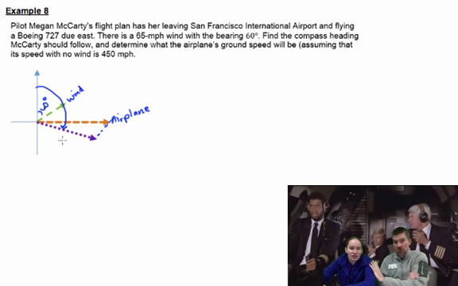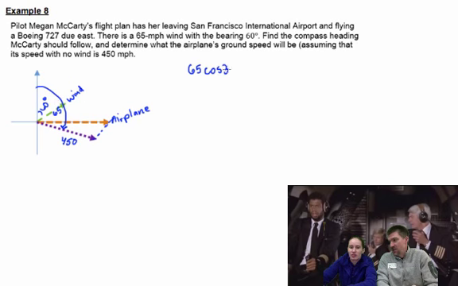So we've got magnitude and direction for one of these, for the wind. The magnitude is 65, and the direction is 30, because this is 60 degrees, so that makes this 30. So we can find the component form for the wind vector.